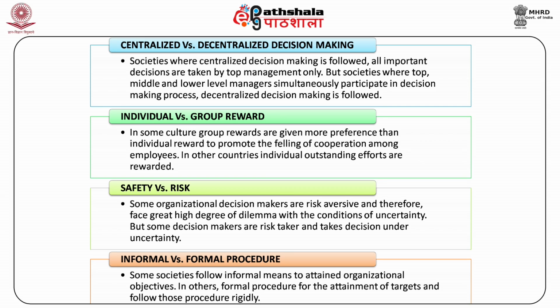Third, safety versus risk. Some organizational decision makers are risk averse and therefore face a great degree of dilemma under conditions of uncertainty. But some decision makers are risk takers and take decisions under uncertainty. Fourth, informal versus formal procedure. Some societies follow informal means to attain organizational objectives. In others, they follow formal procedures for the attainment of targets and follow those procedures rigidly.